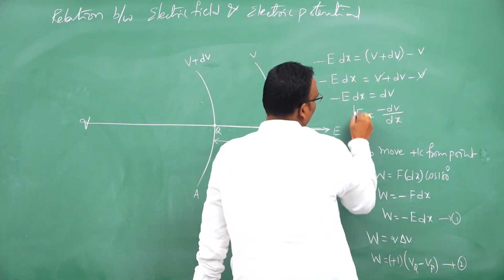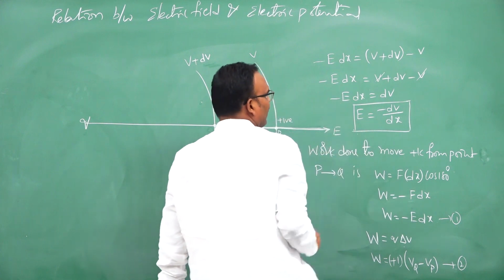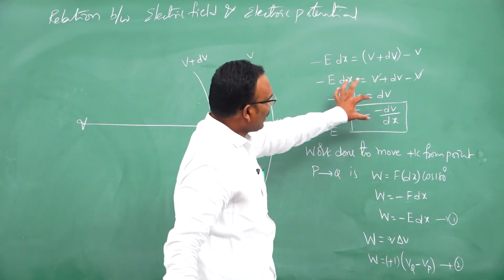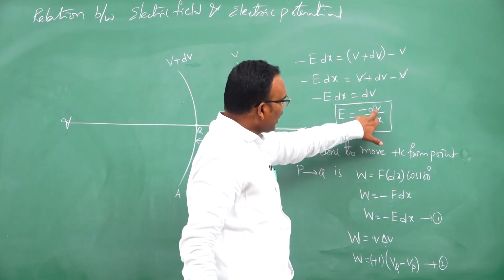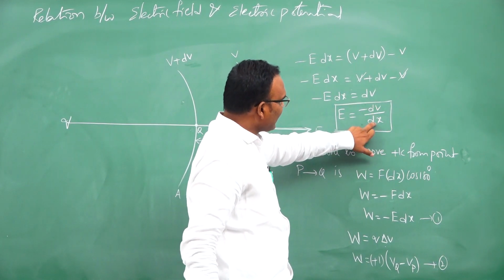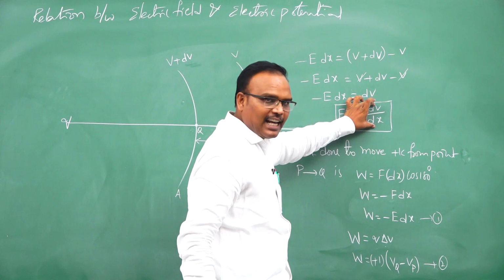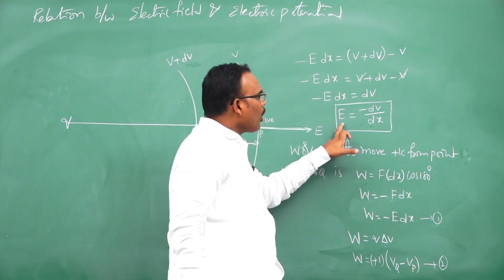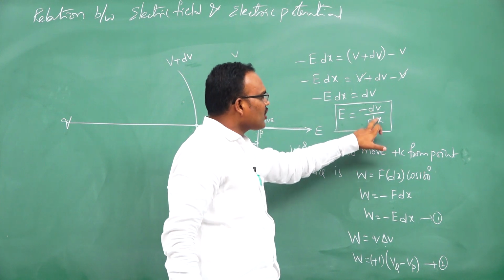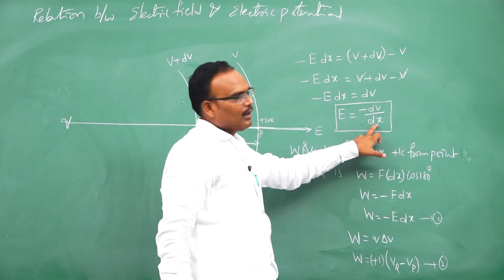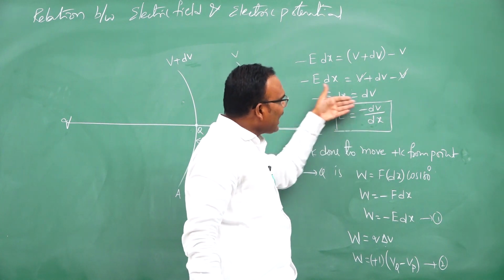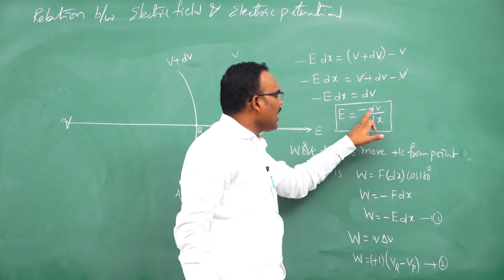This is the relation between electric field and potential. If we see this term carefully, potential divided by distance, it can be called potential gradient. Electric field also can be called the negative potential gradient. Okay, here we have a negative sign because in the direction of electric field, potential decreases.